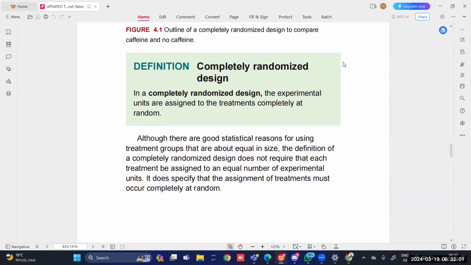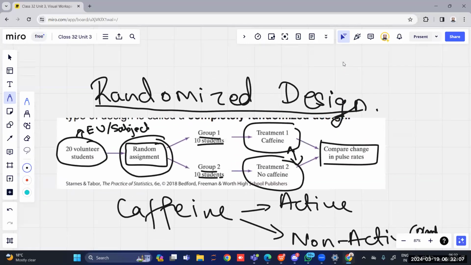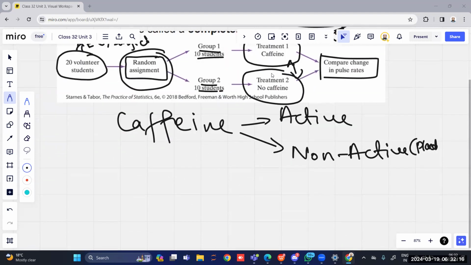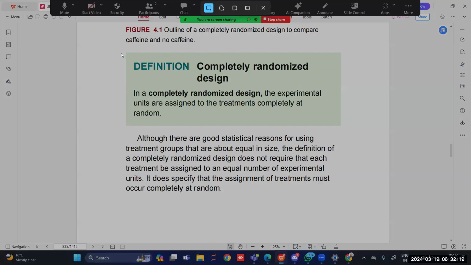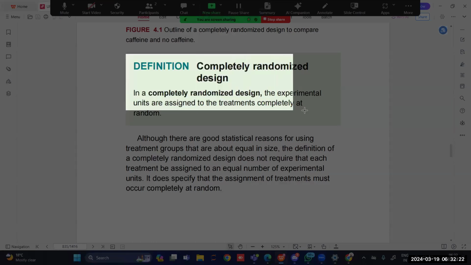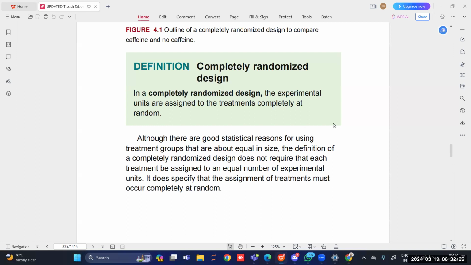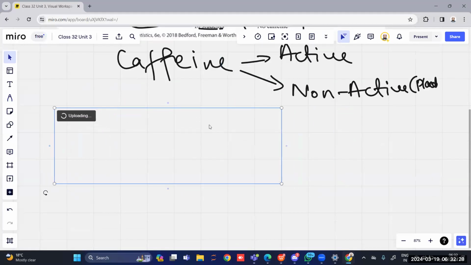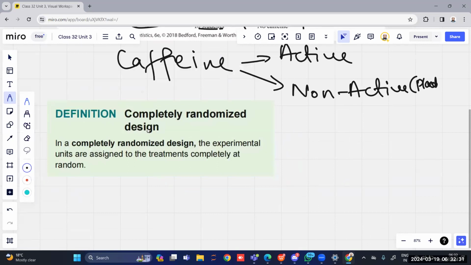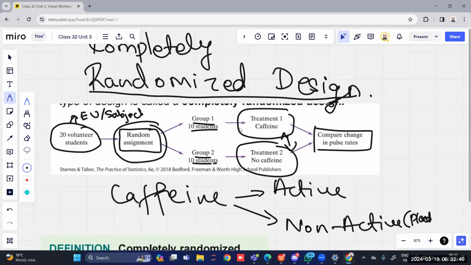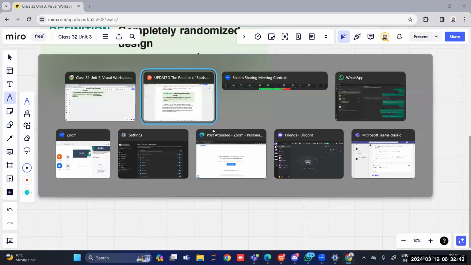So what is a completely randomized design? In a completely randomized design, the experimental units are assigned to the treatments completely at random. Add the word completely. You can note the definition here. That's a completely randomized design. It means when all the experimental units are assigned the treatments completely at random. The treatments were assigned completely at random as we had chosen the two groups randomly. Yes or no? That's the thing. Now, what's the next thing?